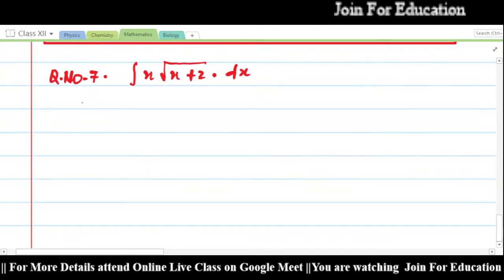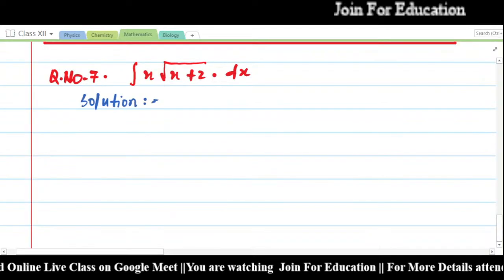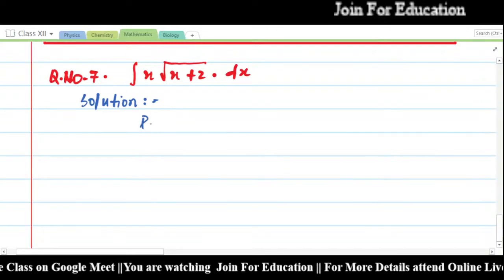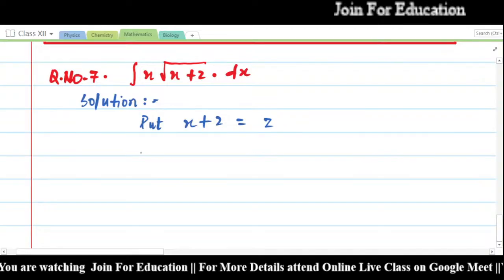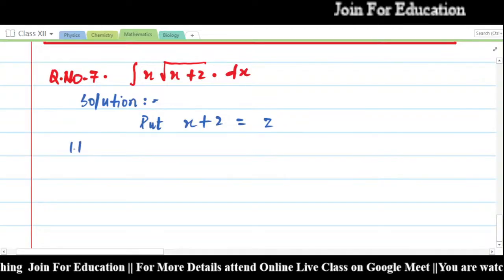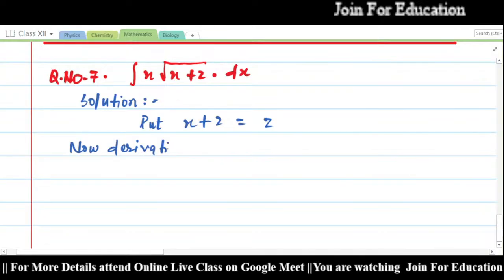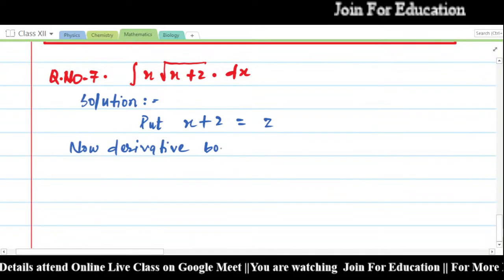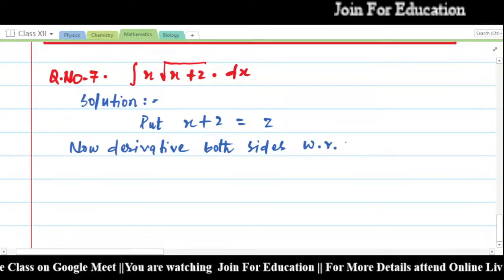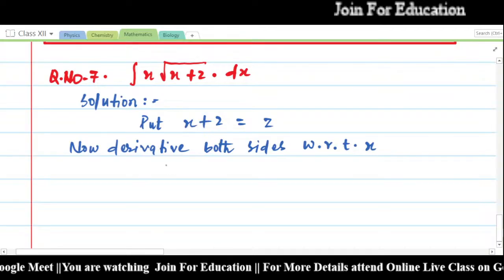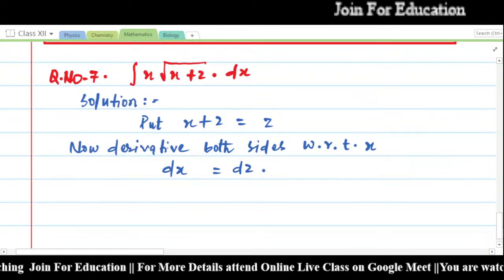Let's see the solution. See the solution here. Here we put x plus 2 equal to z. Now we take the derivative on both sides with respect to x, then in the left hand side we get dx equal to dz, and we find out what will be the x.